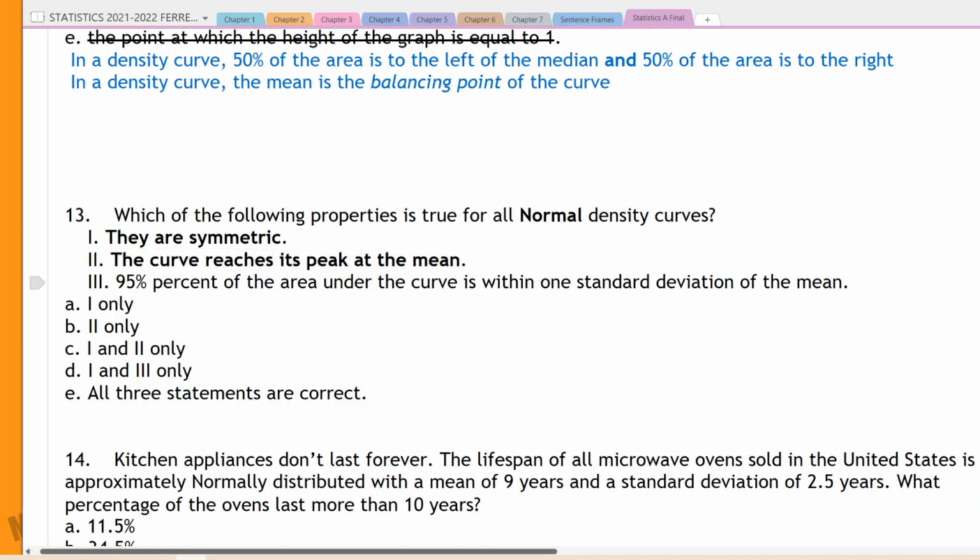And 95% of the curve is within 1 standard deviation. No, this one is not correct. Within 1 standard deviation is approximately 68% of the area. So it looks as though 1 and 2 only would be the correct answer for number 13.